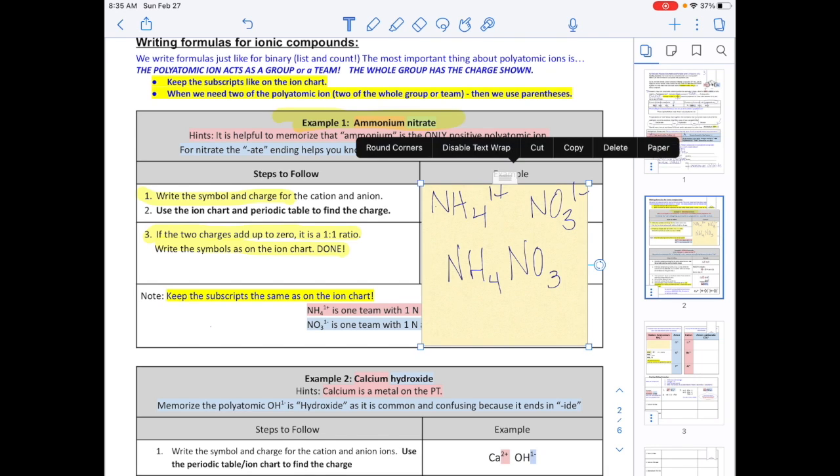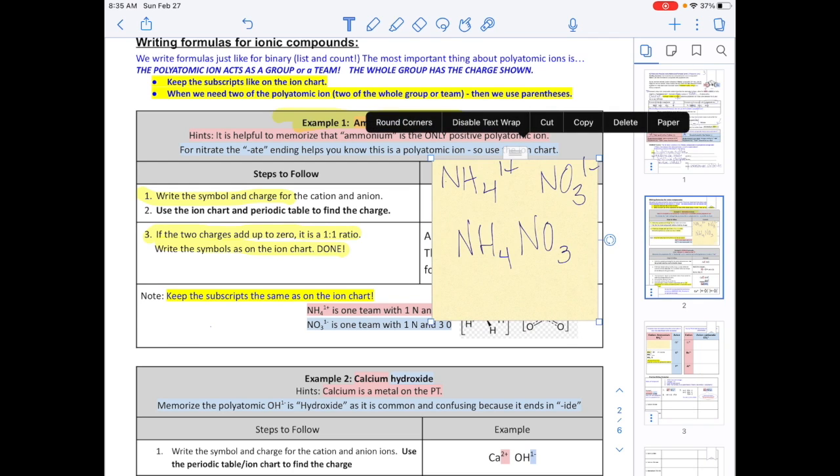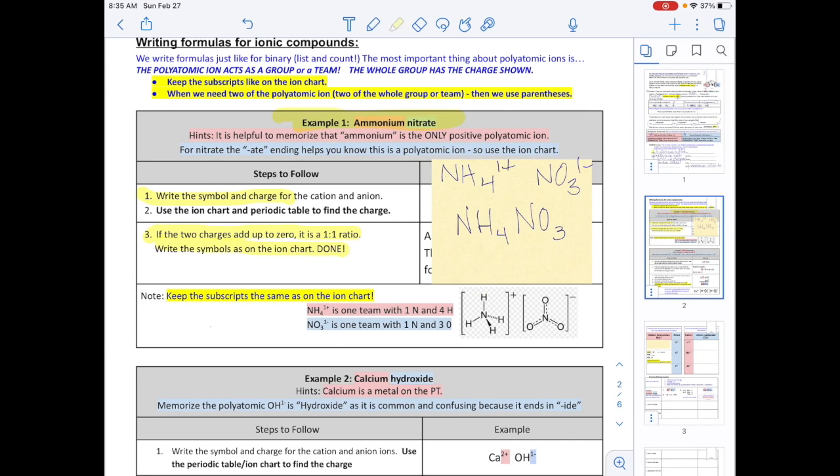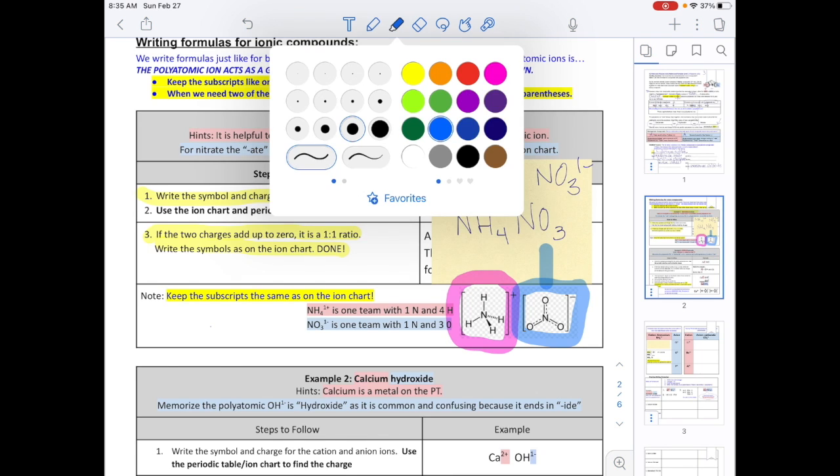And as we see below, maybe this picture helps us a little bit. NH4 is one team with an N and 4 H's. I see that here, with the plus 1. And NO3 is another team with the minus 1. So we need one of each team. And that's what is represented above by these symbols.